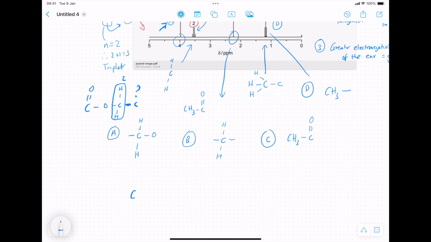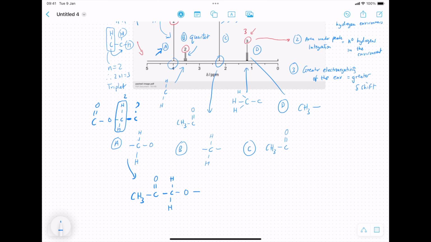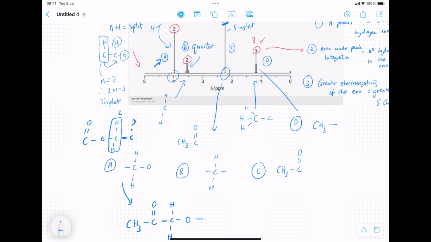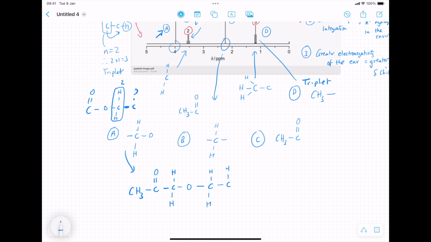So let's propose something. So we've got CH3, C double bond O. So instead of having the oxygen there, which would make the ester group, let's put that bit in instead. So that now goes here, and then we have an oxygen. And then the other side of the oxygen, we've got to put parts B and D in. Well, we know this one is a triplet, which means a CH2 attached to a CH3. And we know that B is a quartet, which is a CH2 next to a CH3. So B and D work perfectly together. We end up with something that looks like this.